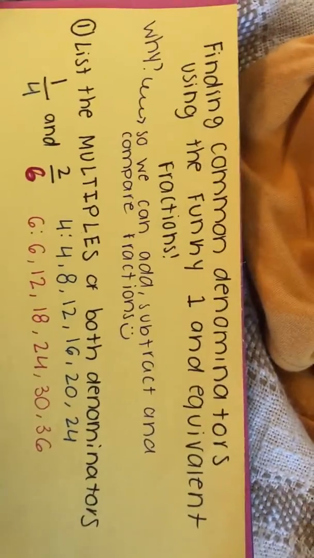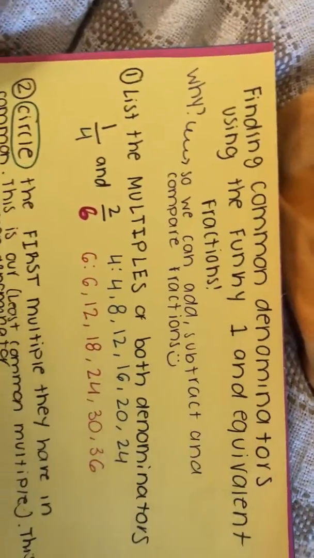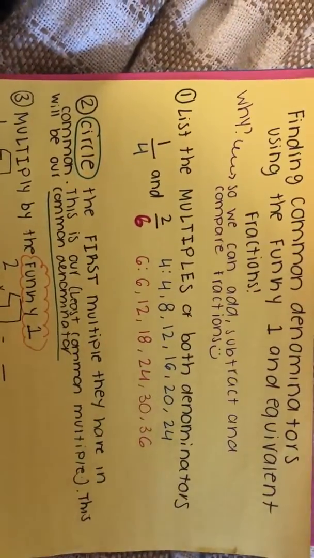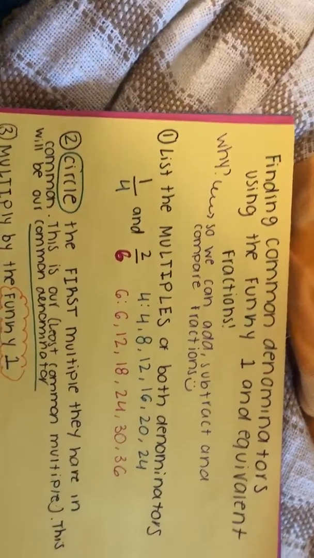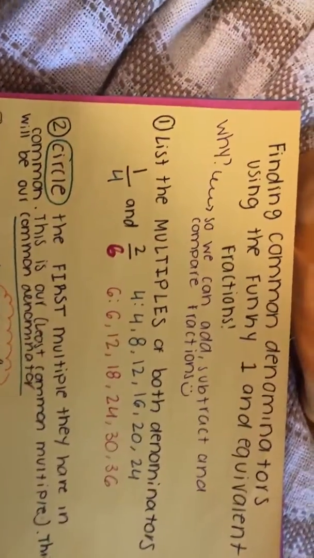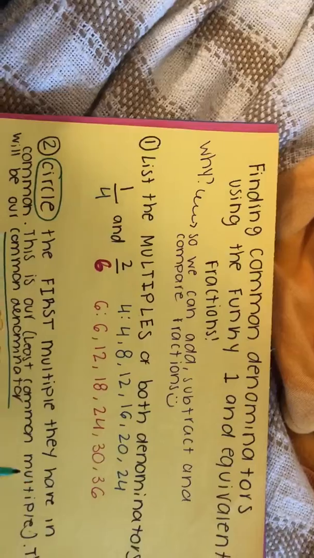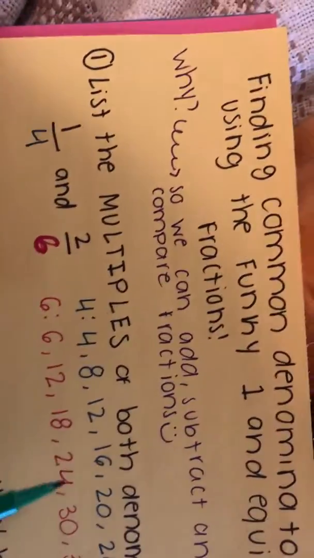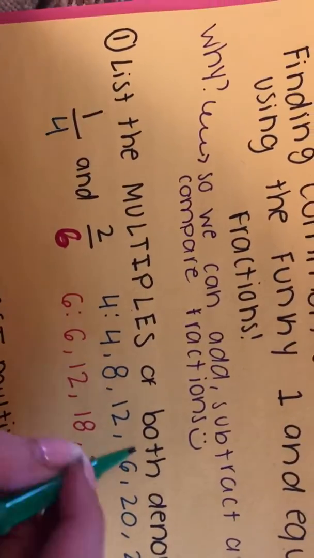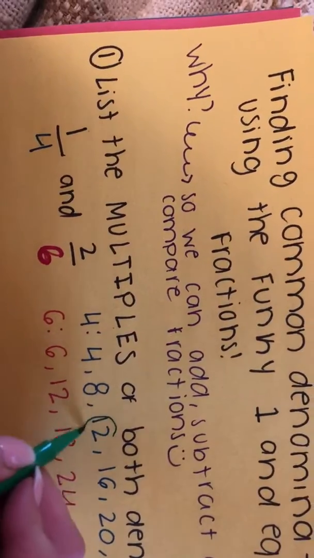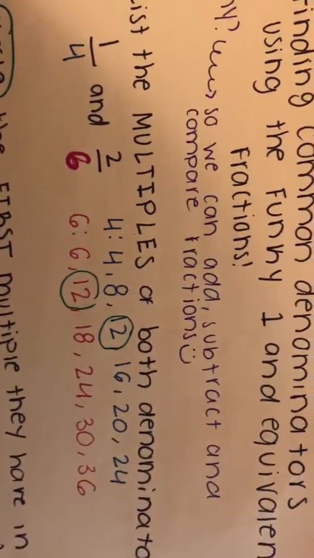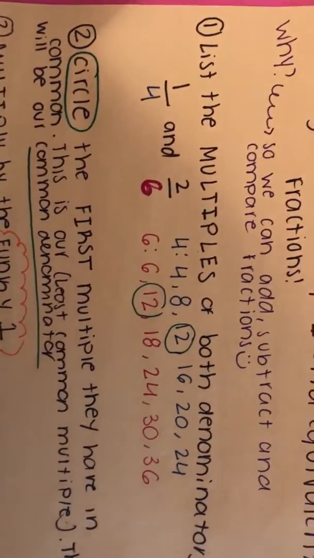All right, so now that we have listed the multiples of both denominators, our step 2 is to circle the first multiple that they have in common. This is our least common multiple, and this is going to be our common denominator, which we are trying to find. So let's take a look and see the first one we have in common. Oh, I see it. It's 12. So I'm going to go ahead and circle 12 and 12. So we found our common denominator.